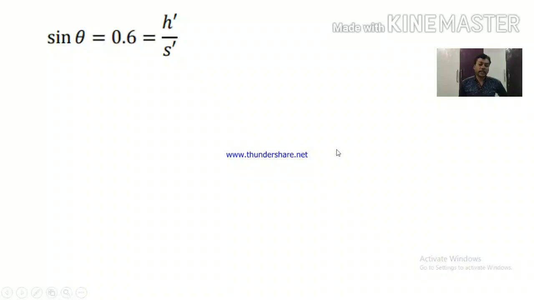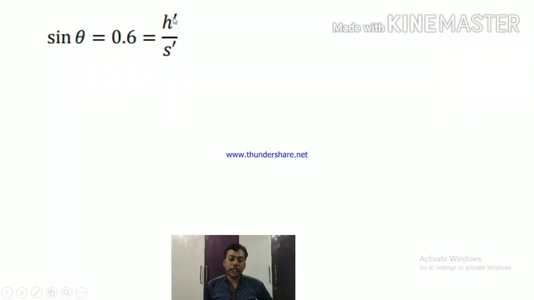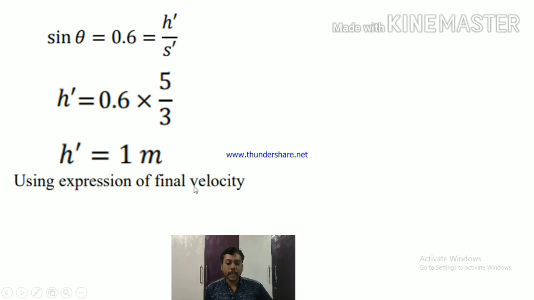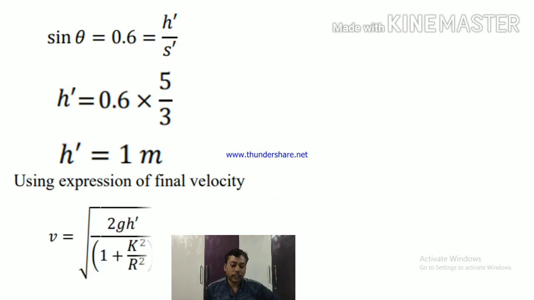If we use sin theta is equal to 0.6 is equal to h dash upon s dash, and s dash is 5 by 3, so h dash is equal to 0.6 into 5 upon 3, so h dash is equal to 1 meter. And using the expression of final velocity, if this h dash is 1 meter, then when a body rolls over the inclined plane, the expression for final velocity v is equal to under root 2 g h dash upon 1 plus k square upon r square. That is the case of rolling motion here.